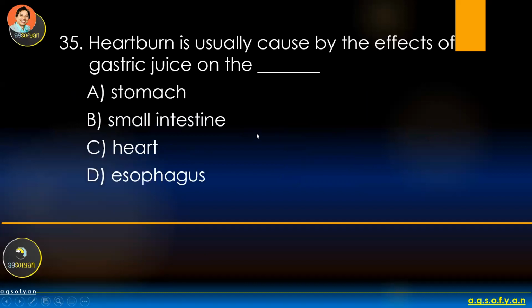Heartburn is usually caused by the effects of gastric juice on the blank: a stomach, small intestine, heart, or esophagus. Okay, so the heartburn is actually due to the effect of gastric juice going back up to our esophagus. So this is actually affecting the esophagus, and we feel that heartburn.